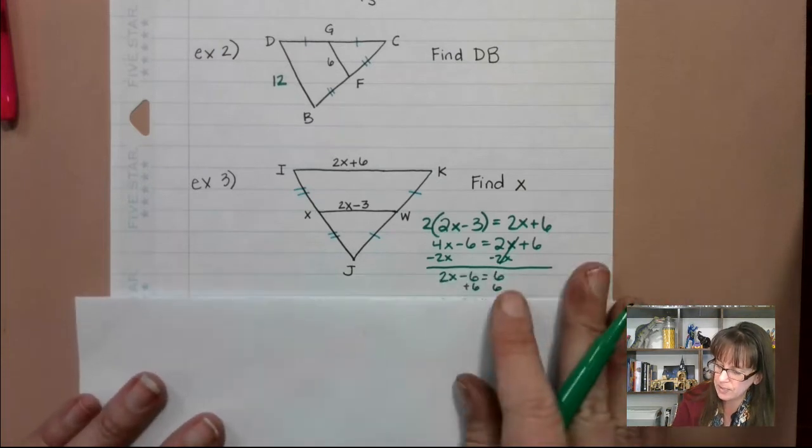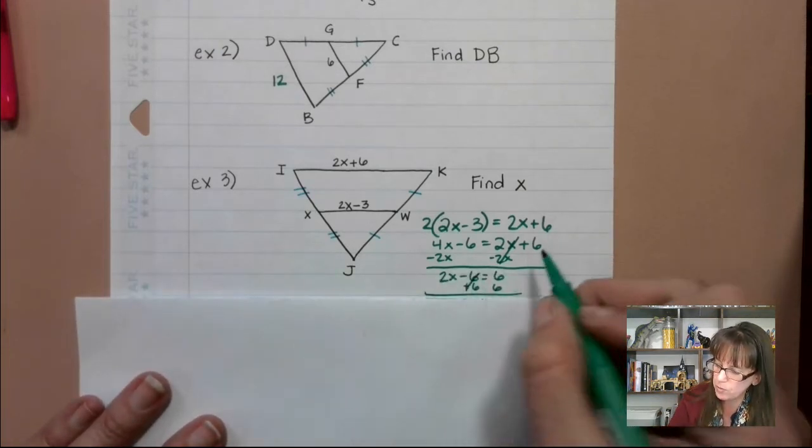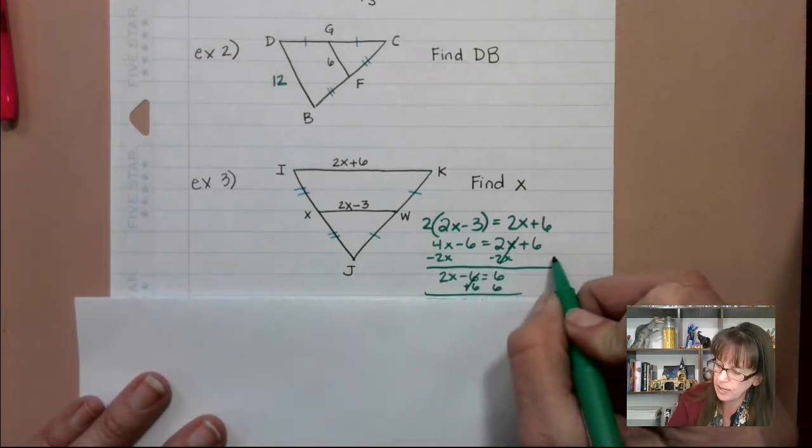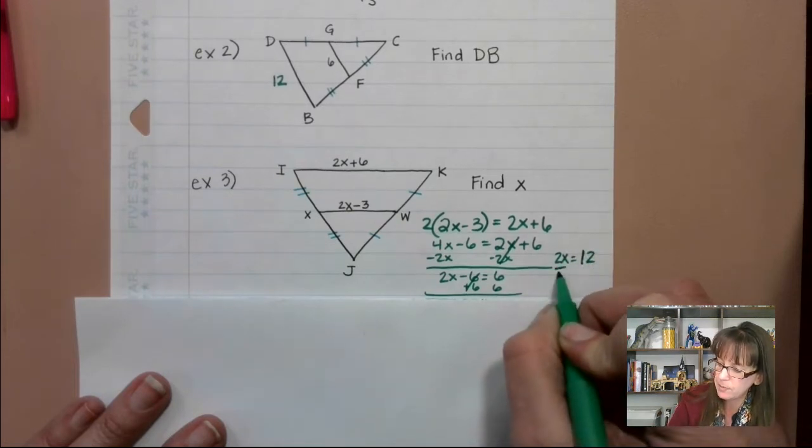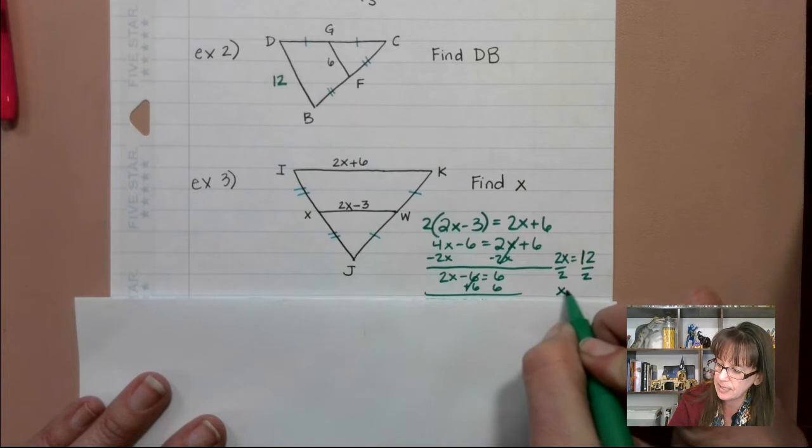All right, that's going to run into my next problem. So I'm going to just write it up here. 2x equals 12. Divide both sides by 2. We get x equals 6.